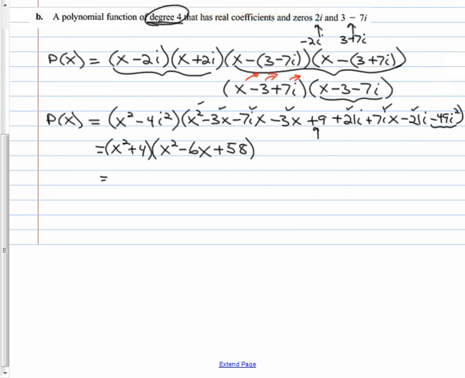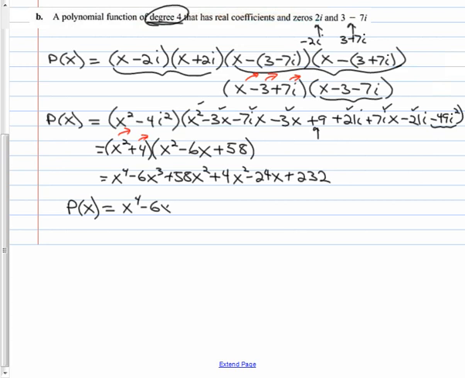Now I still need to multiply together. I need to distribute the x squared and the 4. So if I distribute my x squared, I get x to the 4th minus 6x cubed plus 58x squared. Distribute my 4, plus 4x squared minus 24x plus, what's that, 232? Double check, 4 times 58. Like terms, and then I have my polynomial, x to the 4th minus 6x cubed, 58 and 4x squared would be 62x squared minus 24x plus 232.